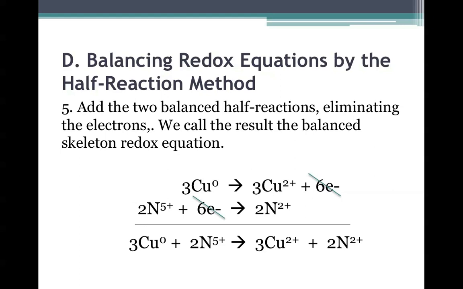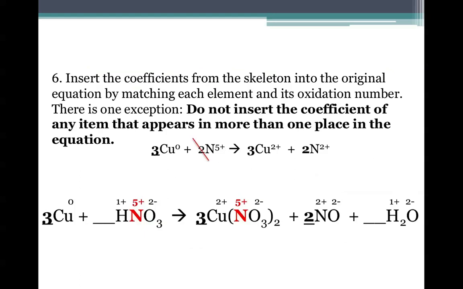Now we're going to use the skeleton redox equation to fill in the balanced equation. A couple things I need to point out. As we go through our skeleton equation to fill in the coefficients, we have to be careful if we see something appear more than once. Here we have copper 0, so the coefficient is going to be 3. The next one is nitrogen +5. Because I have it in 2 places, I'm not going to use that 2. You can put a dash through it to remind yourself that I'm not going to place that in as a coefficient.